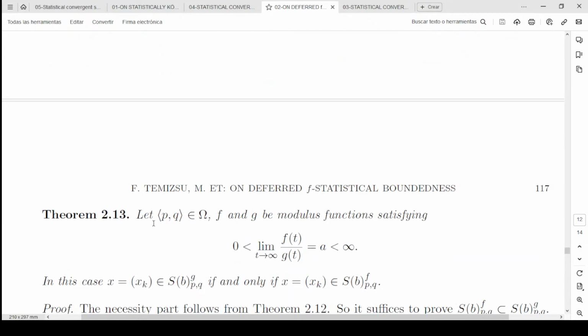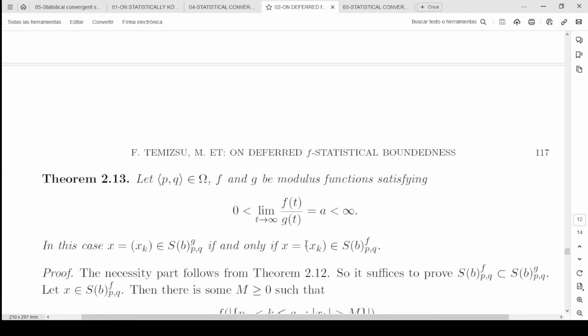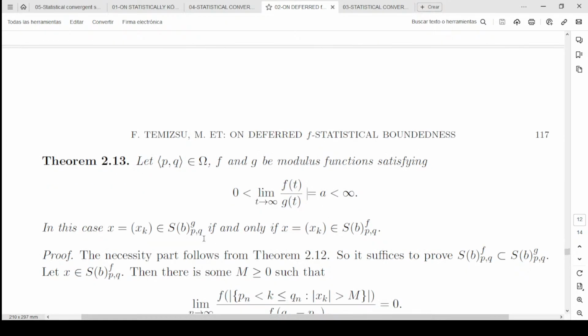In this theorem, we show that two types of deferred F statistical boundedness with different modulus functions are equivalent if this limit exists finitely as a positive number. We say that if the limit of f of t over g of t exists positively and finitely, then xk being in SP G PQ if and only if xk is in SP F PQ.